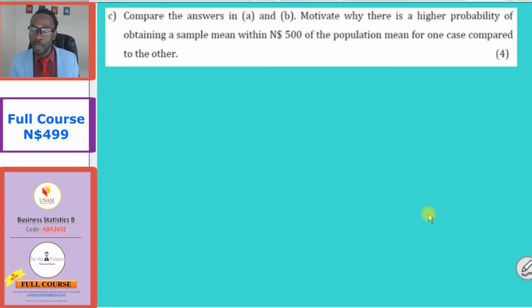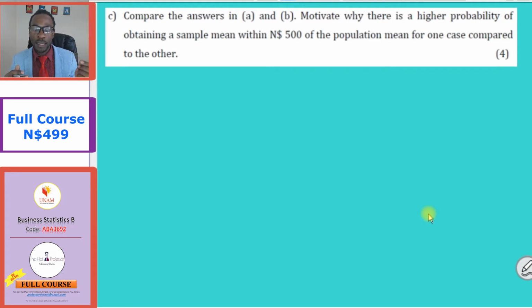Motivate why there is a higher probability of obtaining a sample mean within 500 of the population mean for one case compared to the other. As you can see, the question was pretty much the same: what is the probability of getting within 500? If we were asking the same interval, which is 500, how come the answers were different? How come the economic students have a higher probability while the accounting students have a lower probability? Why is it like that?